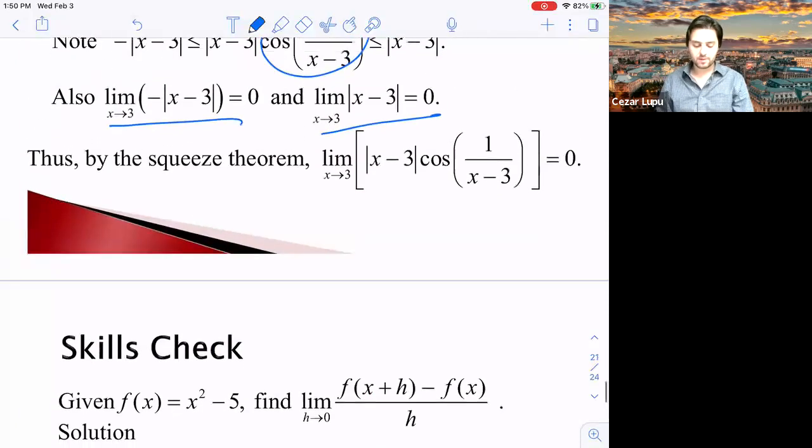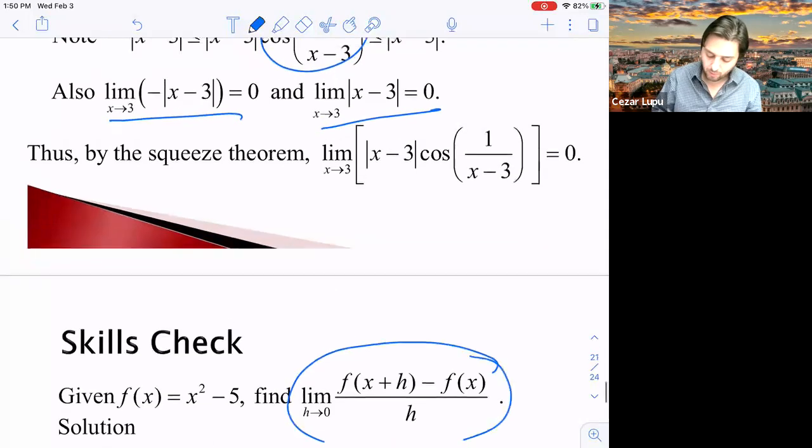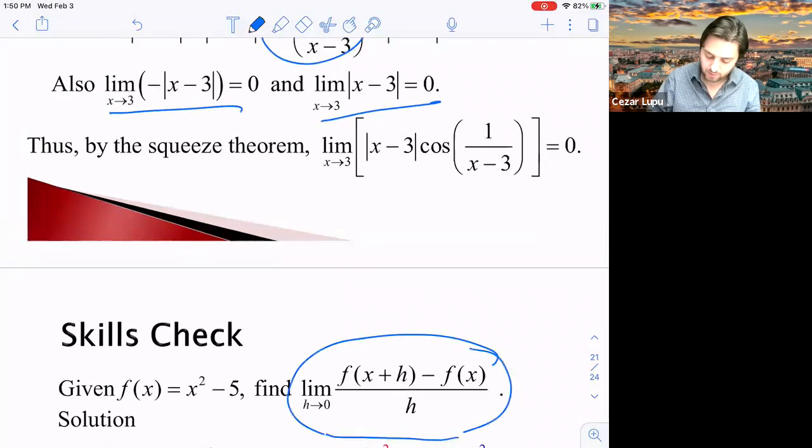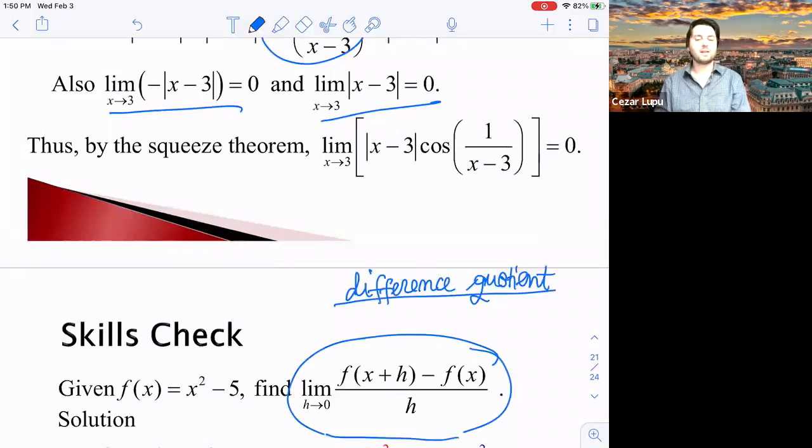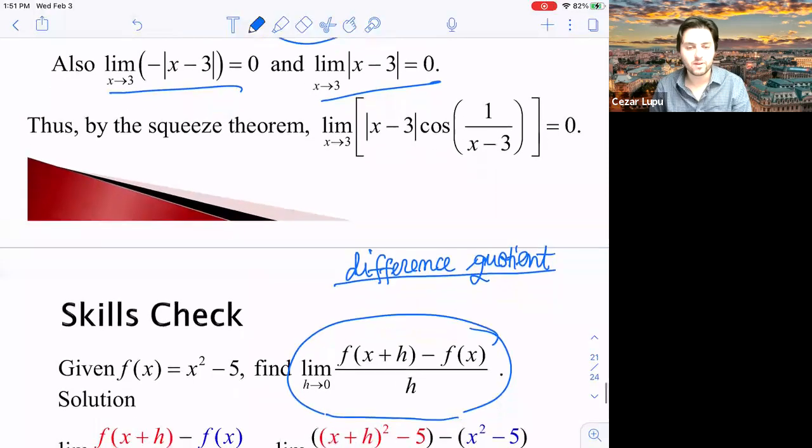Look at this. Given this function, f of x equals x squared minus 5, find this limit. This is what we call the difference quotient. I would like you to keep this in mind because this will be intimately related to the derivative of the function. In fact, this limit will be nothing else than just the derivative of the function, surprisingly.